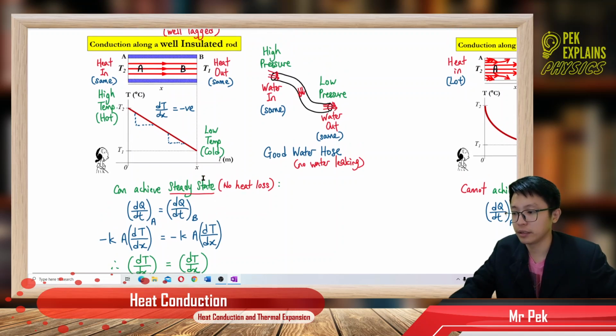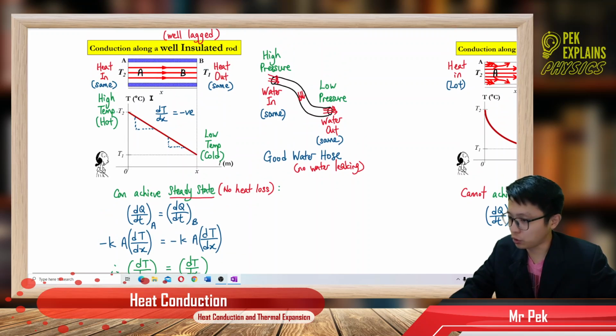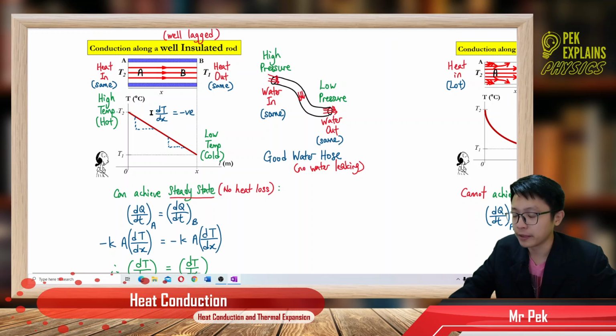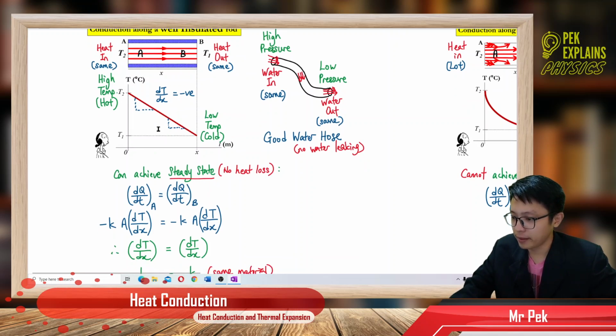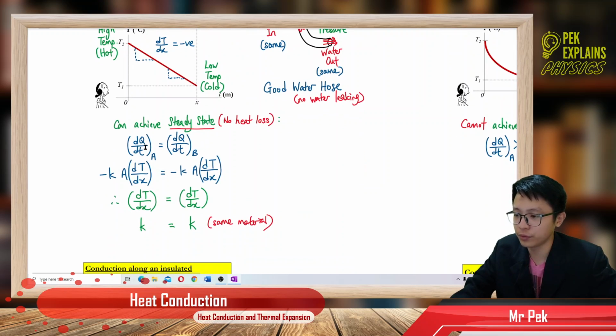Okay, enough of that. Now I want to compare point A and point B. This is the same rod, a single rod using the same material. So the rate of heat flow through A will be equal to the rate of heat flow through B, when we achieve the steady state.